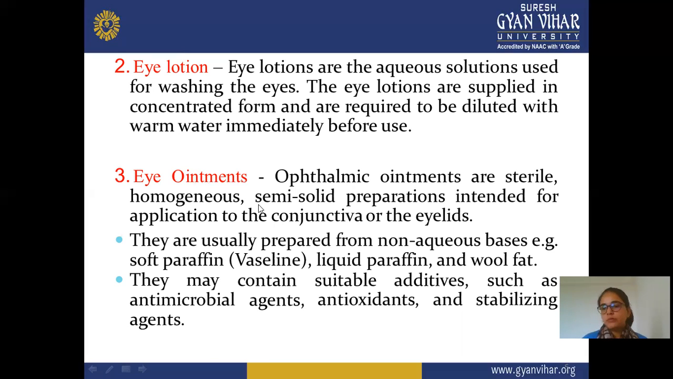So eye ointment is a semi-solid formulation. You apply this formulation on the conjunctiva or eyelid of your eye, and this is manufactured with the help of a non-aqueous base. The main ingredient of this ointment is a non-aqueous base. In this we mainly take soft paraffin, liquid paraffin, and bull fat. Other excipients that we use for manufacturing eye ointment are antimicrobial agent, antioxidant, and stabilizing agents. These are the ingredients used for eye ointment preparation, and it is a homogeneous preparation.